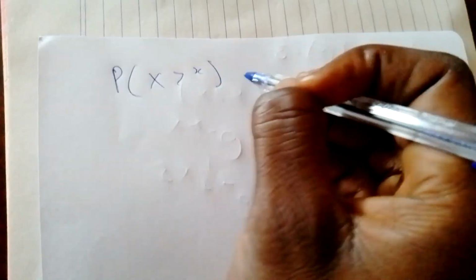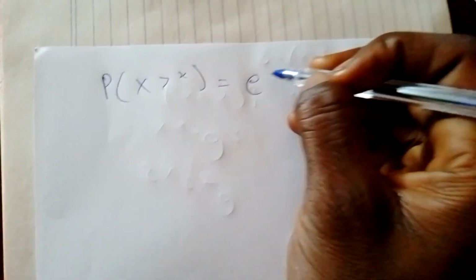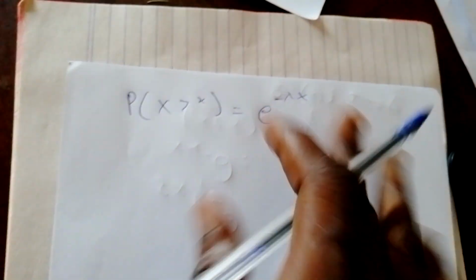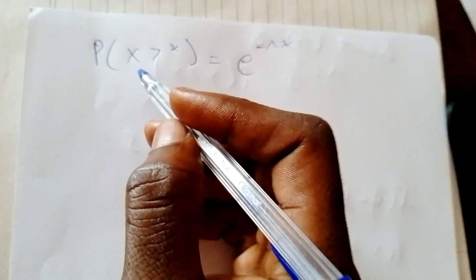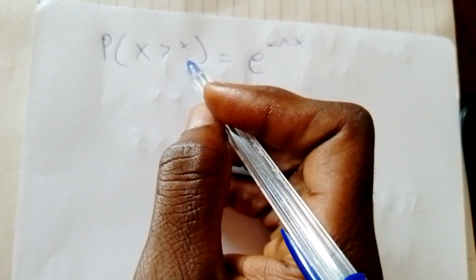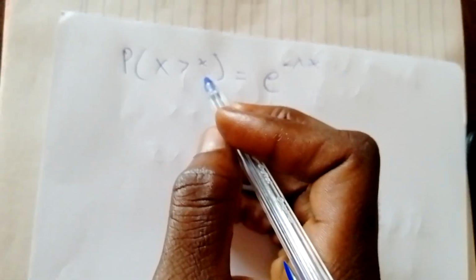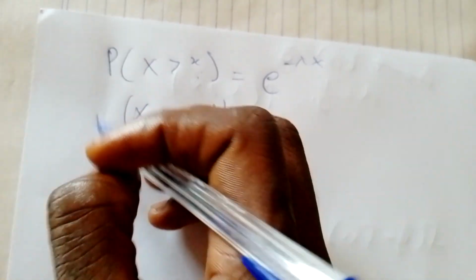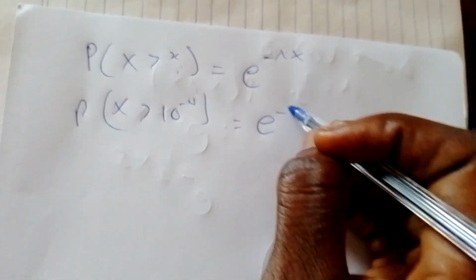Okay, so we know that the probability that X is greater than some x will be equal to e power negative lambda x. We know this, right? Now they are telling us that the probability that X is greater than 10 power minus 4 is equal to e power minus 1.